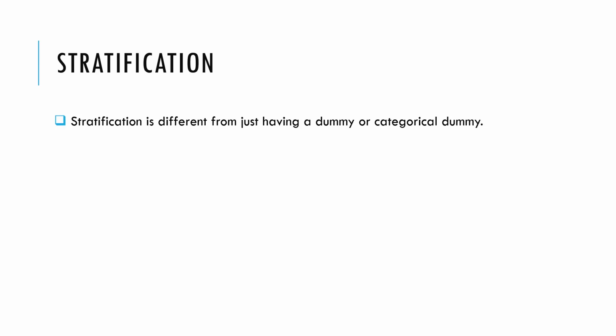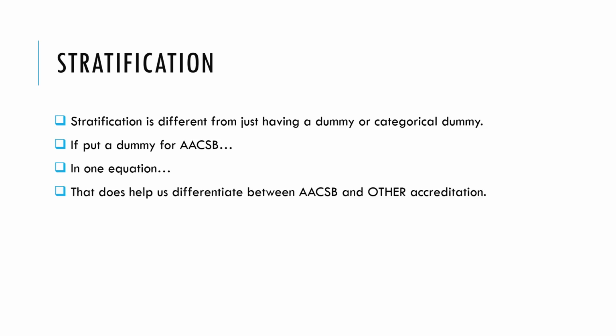from just having a dummy or categorical variable in your model. So let's say that I run a model and I just put in a dummy variable for AACSB accreditation, where my omitted category is the other accreditation. And that's fine, you can do that. But here's the thing. That's going to help us differentiate between AACSB and those other accreditations, but only in terms of the impact on our dependent variable, right?